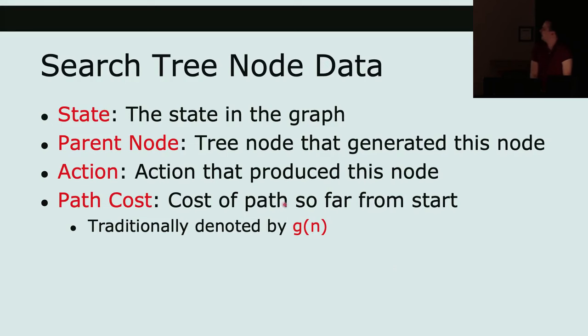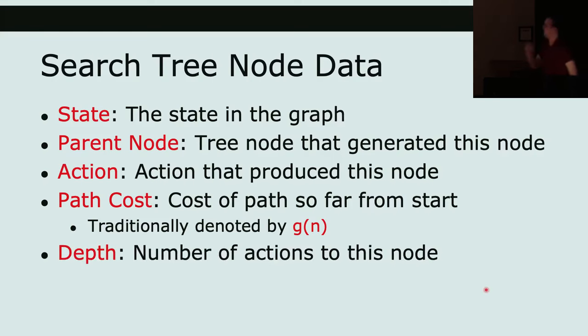And the cost of the path so far from the start to a particular node n, traditionally, that's called g of n. Why it is g, I don't know, but it is so ubiquitous that we're going to stick with it. Okay? So g of n is the path cost so far of all the actions that we've done to get to that node.